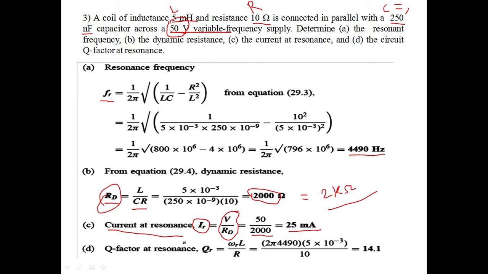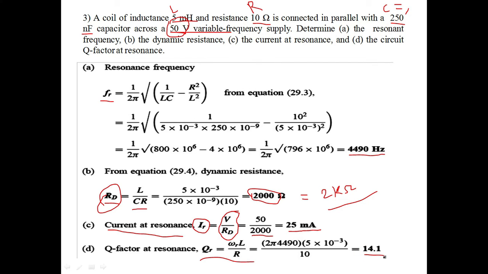Then Q factor at resonance is the reactance upon the resistance. Therefore the quality factor Q_R is equal to XL upon R. XL means omega_R L upon R, means 2 pi F_R into L upon R. Its value is 4490 into 5 into 10 raised to minus 3 upon 10, means the quality factor Q is equal to 14.1.